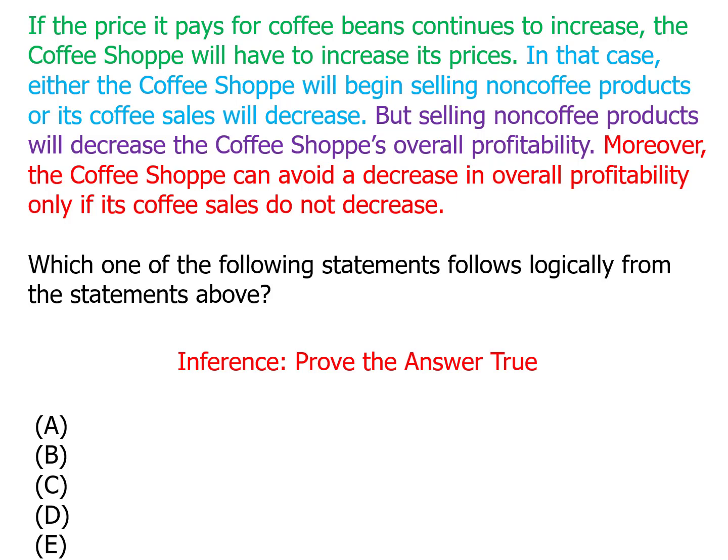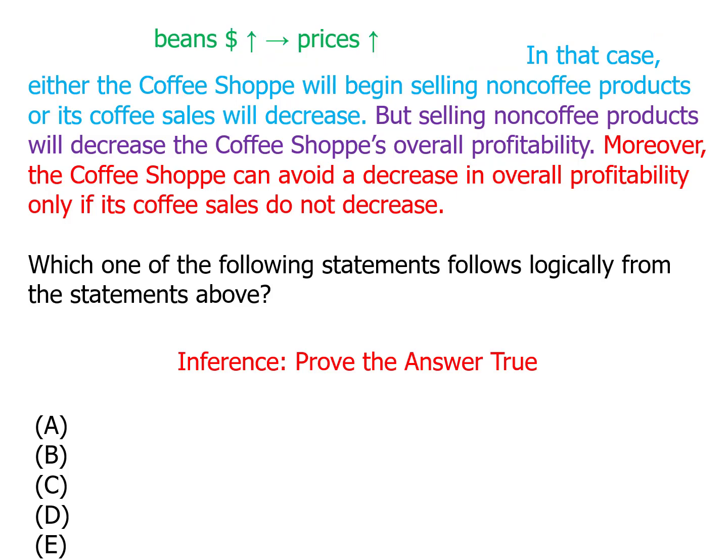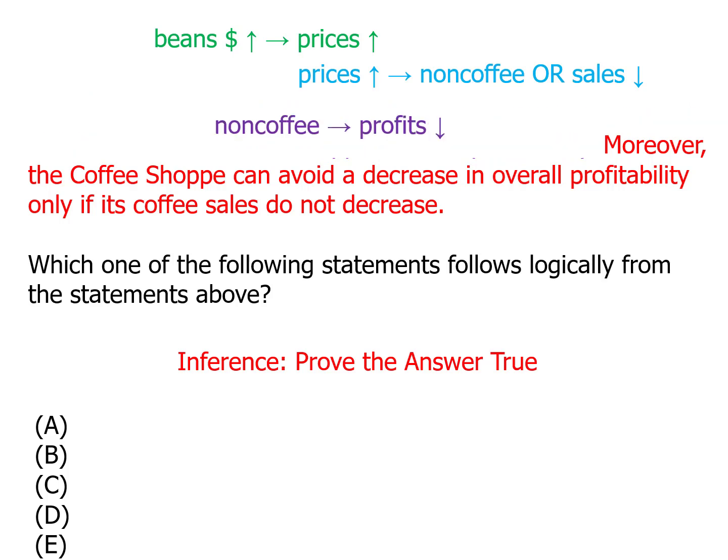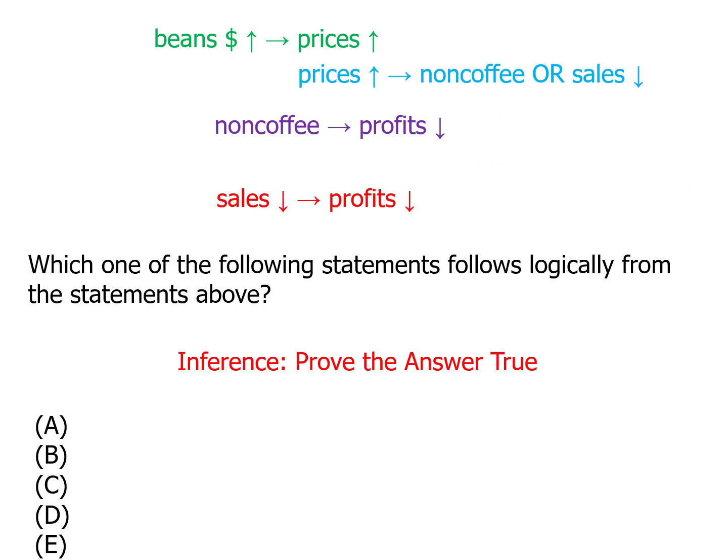It might be easier to take each of these and put it into formal logic in your notes. So the first sentence would become this: if the bean price goes up, the prices go up. The next sentence would become, if the prices go up, then either they'll sell non-coffee products or the sales will go down. If they sell non-coffee products, the profits will go down. And if the sales go down, the profits will go down.